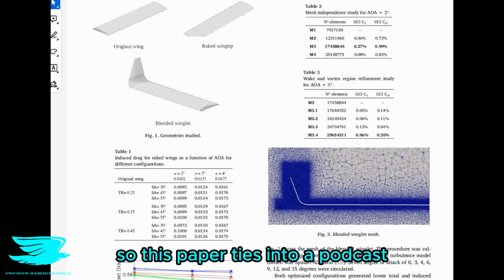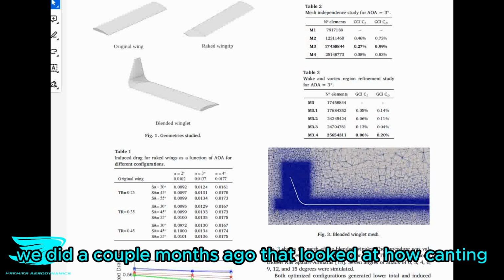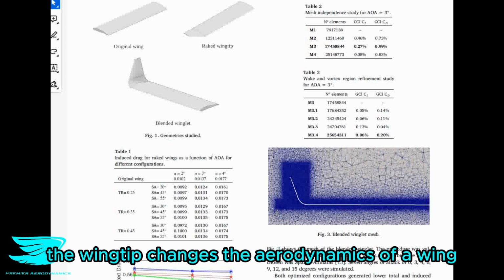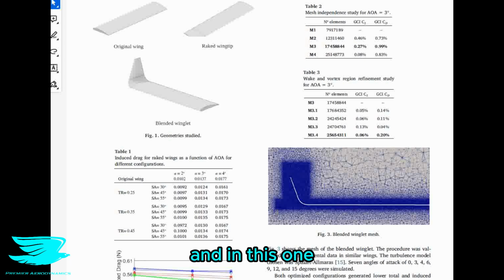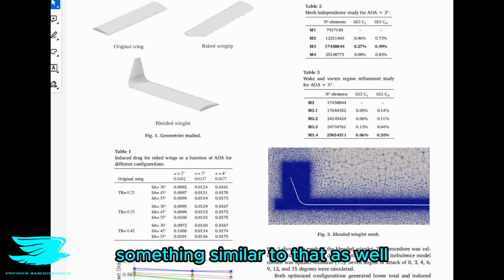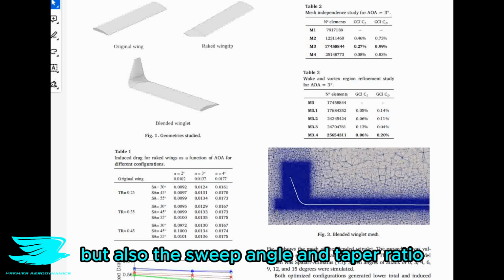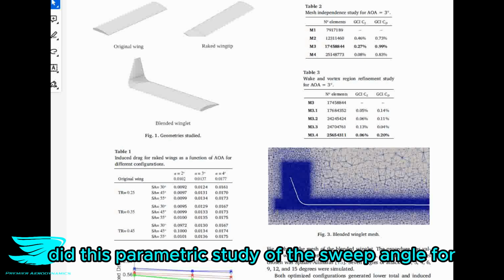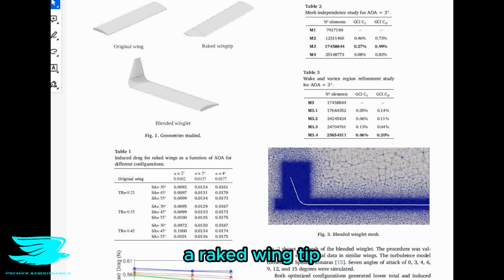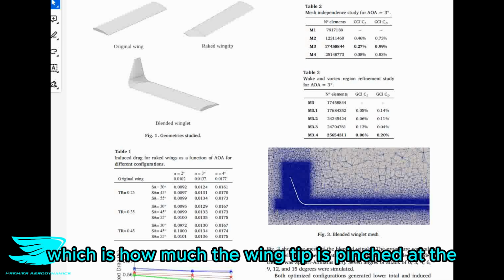So this paper ties into a podcast we did a couple of months ago that looked at how canting the wingtip changes the aerodynamics of a wing. And that was a pretty good podcast as well. In this one, we're going to be looking at something similar to that as well, not just canting, but also sweep angle and taper ratio. So these researchers did this parametric study of the sweep angle for a raked wing tip, and also the taper ratio, which is how much the wingtip is pinched at the ends of the wing.